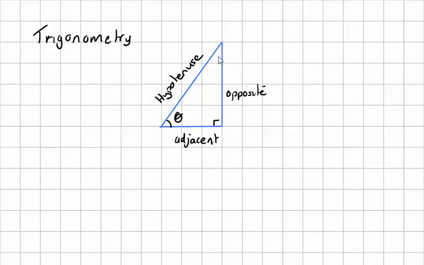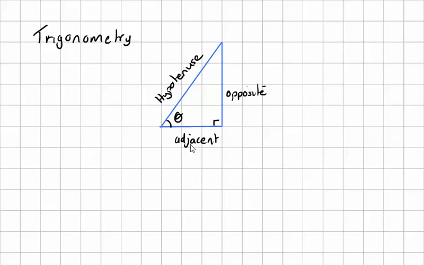If I move the angle to consider this one instead, obviously the opposite and the adjacent sides change. They switch. The hypotenuse, how would you remember the hypotenuse? The one opposite to the right angle, and it's the longest side always.